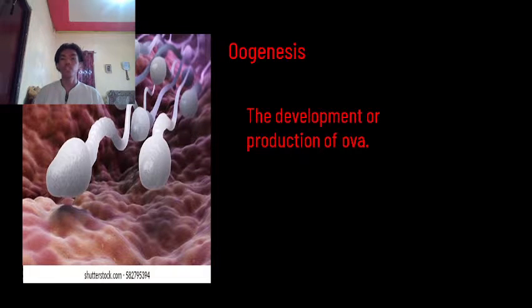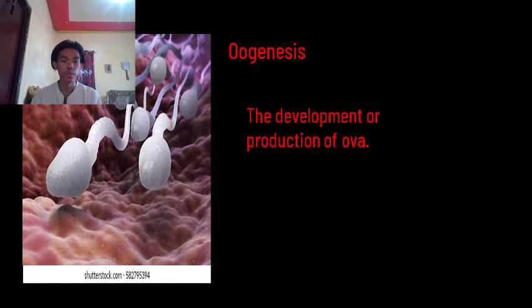Okay. So in the previous video, we discussed the process of spermatogenesis. So tapos na tayo sa male gamete, nalaman natin kung paano na-form ang isang male gamete. Okay? So in this video, we will talk about the process of oogenesis. So first, what is oogenesis? Oogenesis is the development or production of ova.